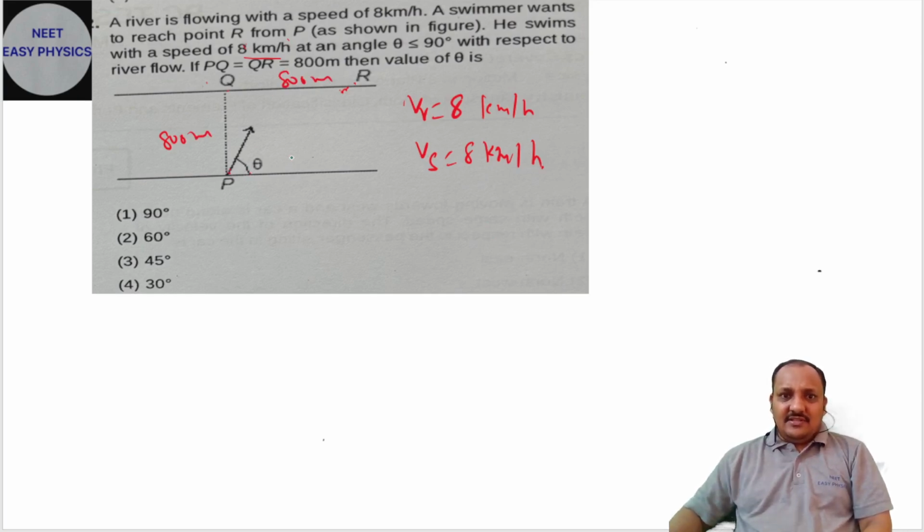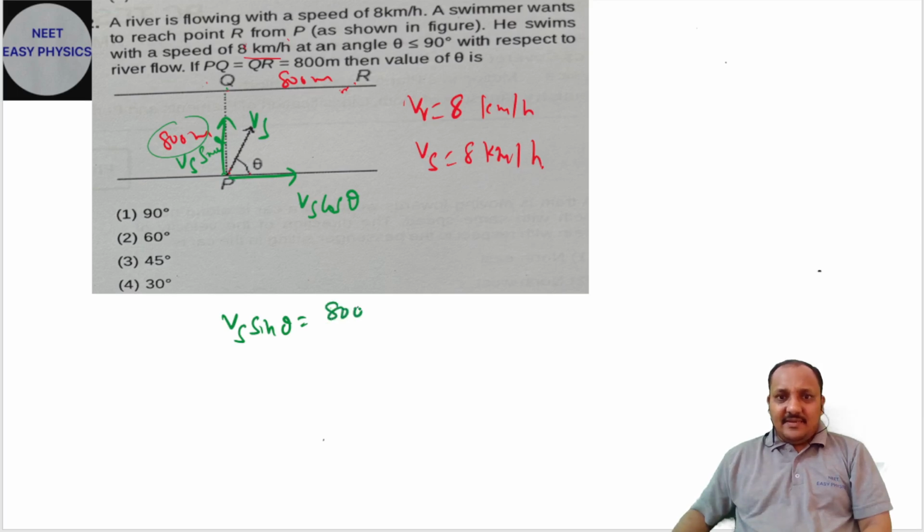So resolve this velocity of swimmer into two components. This is going to be Vs cos theta. This is going to be Vs sin theta. Now from P to Q, what is the distance they gave? 800 meters. Vs sin theta, velocity equals distance by time, 800 by t. Then t is equal to 800 by Vs sin theta.